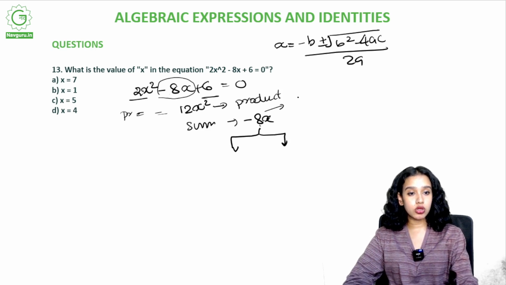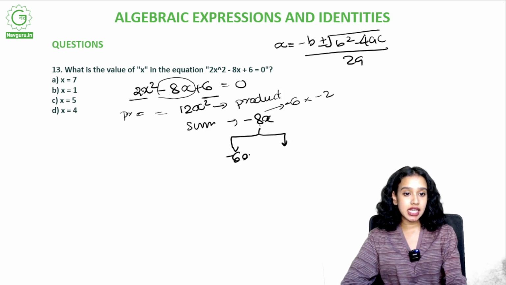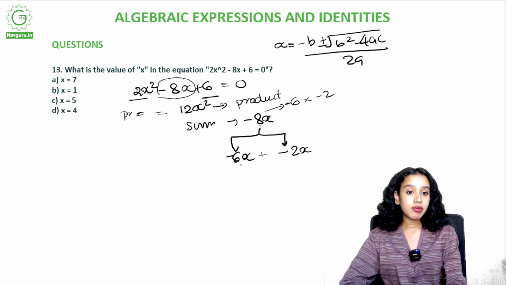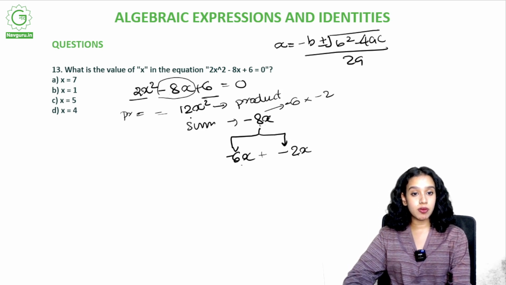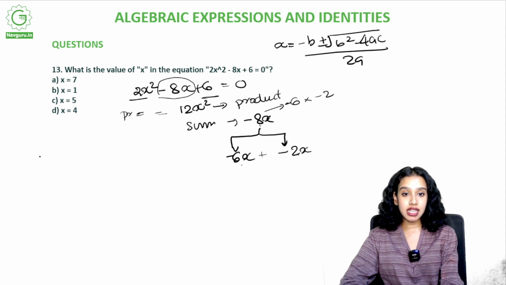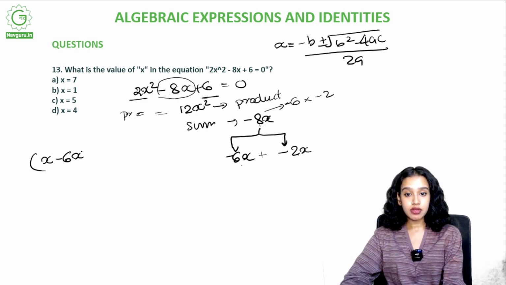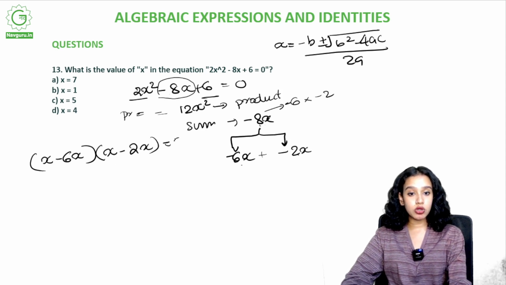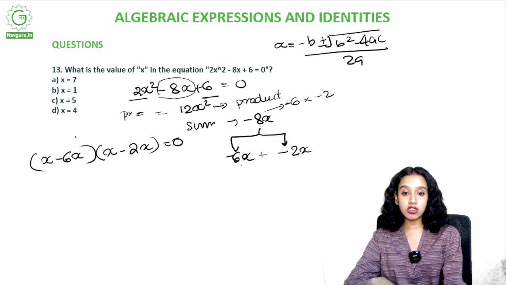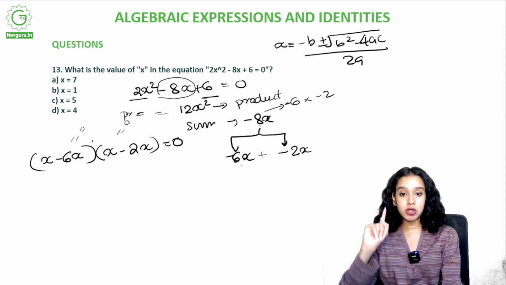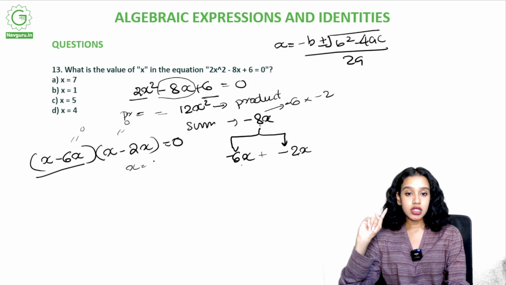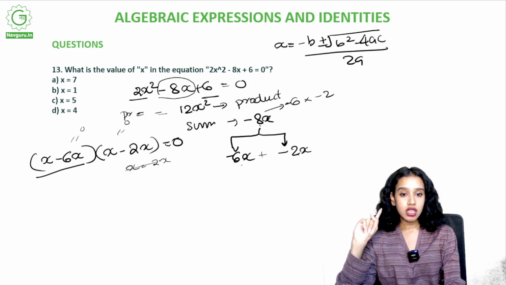So, we could do minus 6 into minus 2, right? If we are taking minus 6x and minus 2x, we will get minus 6x plus minus 2x is minus 8x, and minus 6x into minus 2x would give us 12x square, right? So, we could write this as x minus 6x into x minus 2x, which is equal to 0. So, if this has to be 0, either one of the terms should be equal to 0. Let's consider this term is 0, then the value of x would be x is equal to 2x, right? Now, this would be complicated.